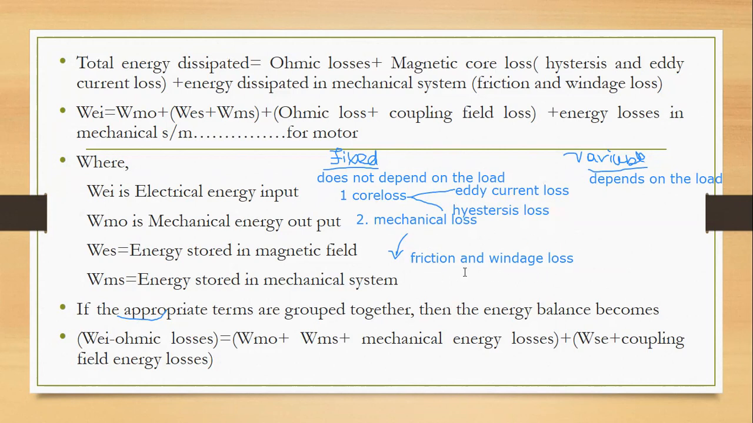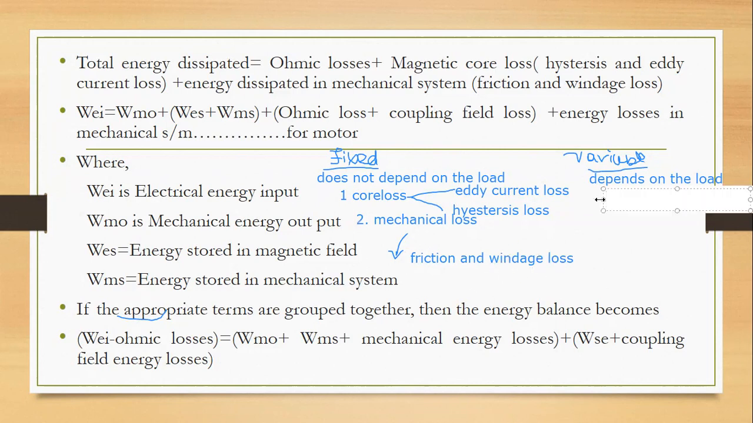Friction loss is a loss that occurs due to the friction at the bearing and the brushes. Whenever there is some kind of friction at the bearing and brushes, that loss is called friction loss. Windage loss is a loss that occurs due to the surrounding air around the rotor. Whenever there is friction between the surrounding air and the rotor, that loss is called windage loss. So that's the difference between these two.